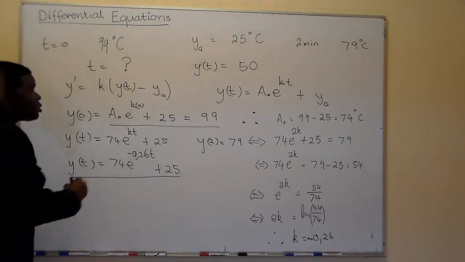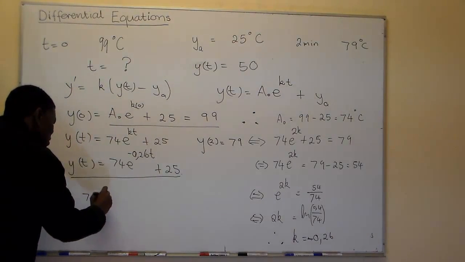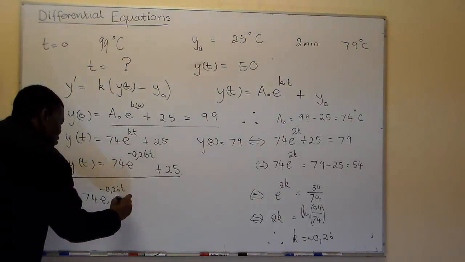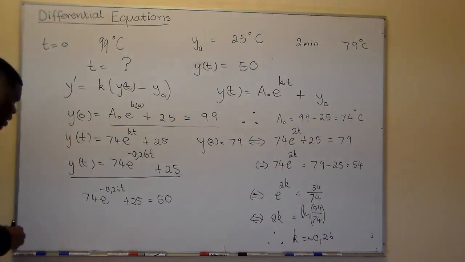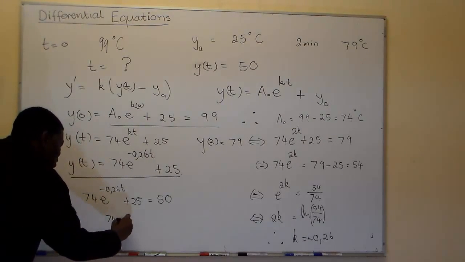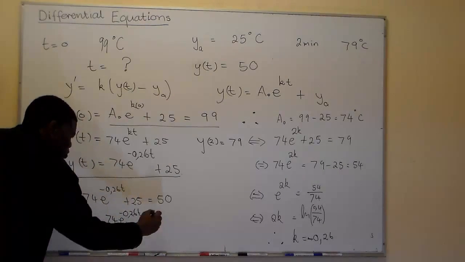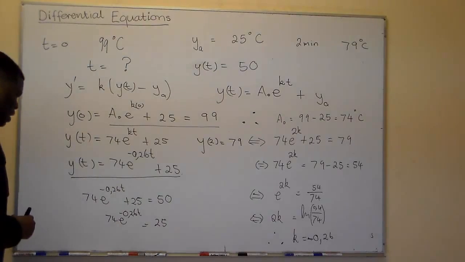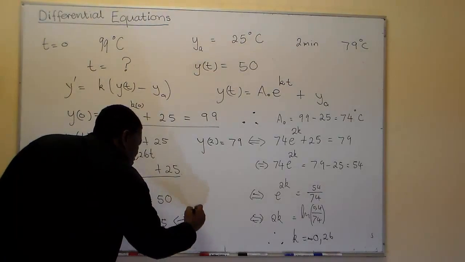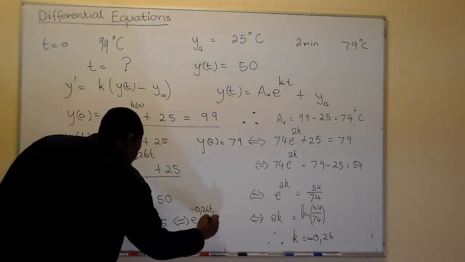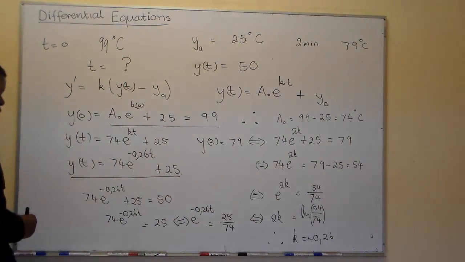So what you need to do now is set the right hand side equal to 50, so 74 e to the exponent minus 0.26 t plus 25 equals 50, and we see that this takes us to 74 e to the exponent minus 0.26 t equals 25, and dividing both sides by 74, this is equivalent to saying e to the exponent minus 0.26 t equals 25 divided by 74.